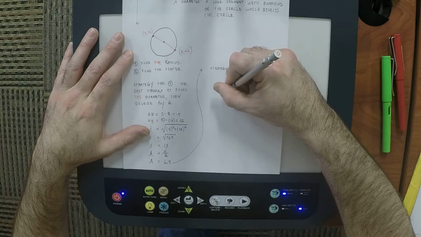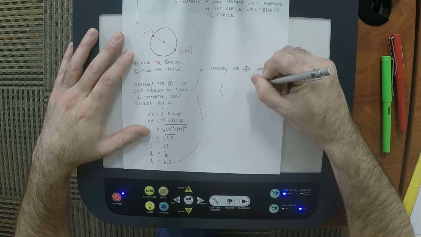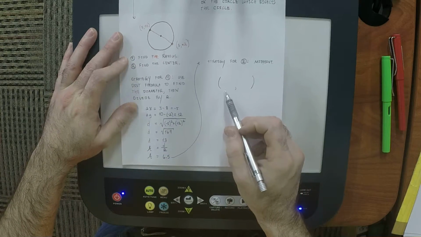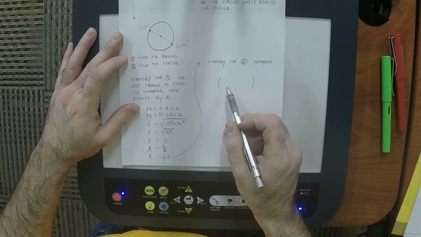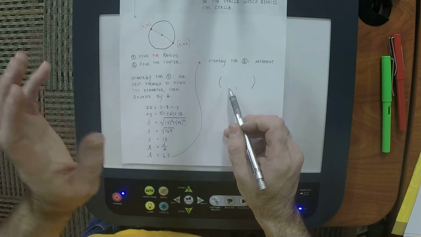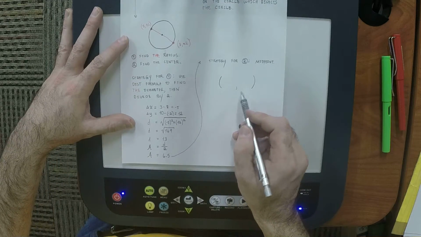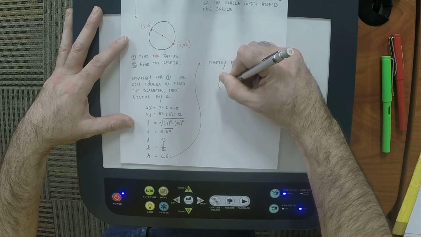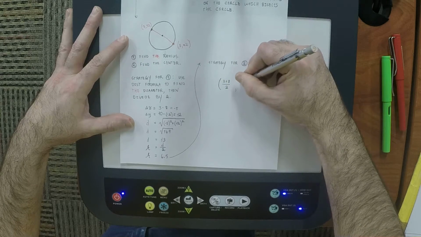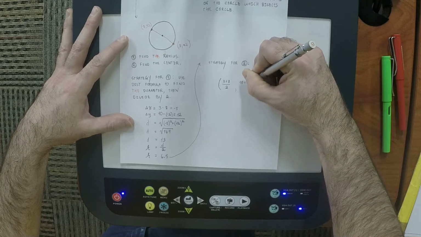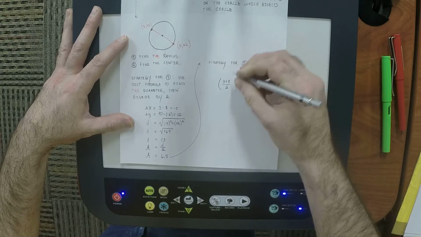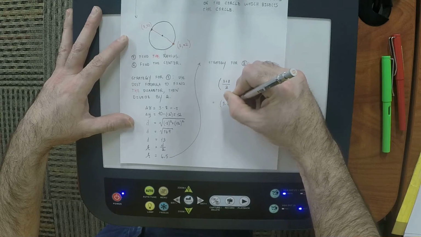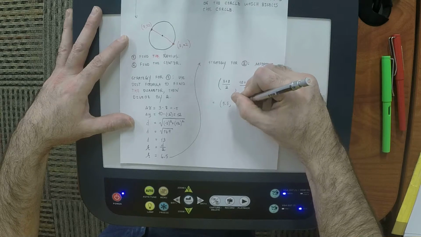The answer is that it will be a point. And what will we need to put in the x coordinate? The average of the x's. And what will we need to put in the y coordinate? The average of the y's. So 3 plus 8, divide by 2, and 10 plus negative 2, divide by 2. That's 11 over 2, so that's 5.5. And that one is 8 over 2, so that's 4.